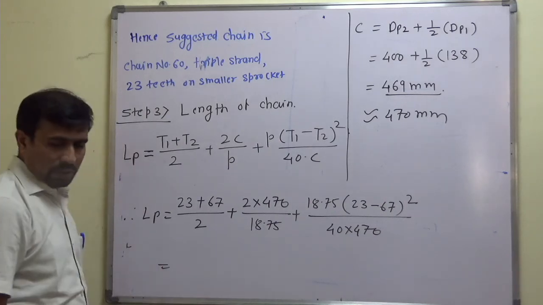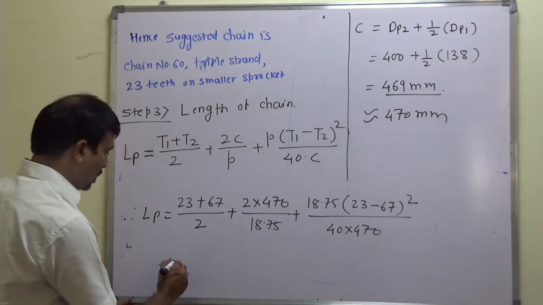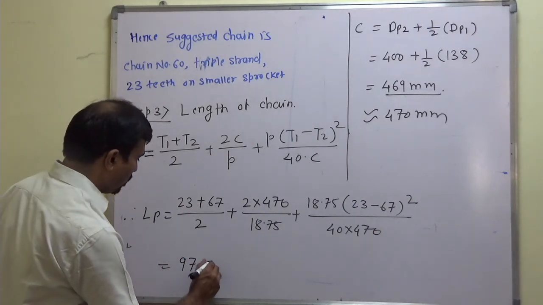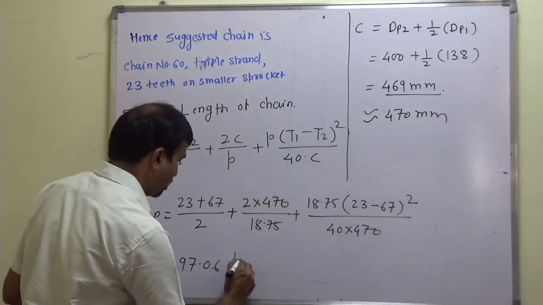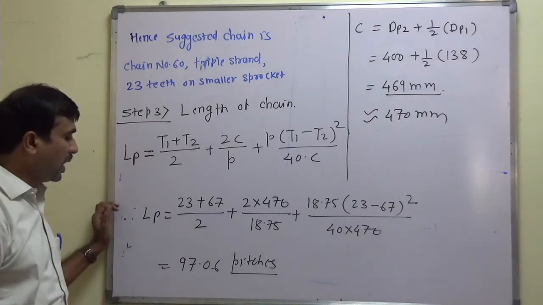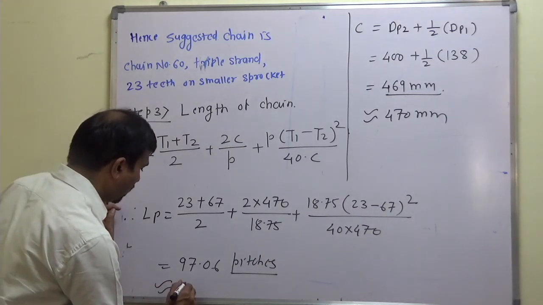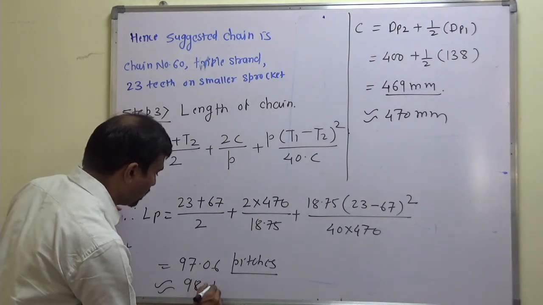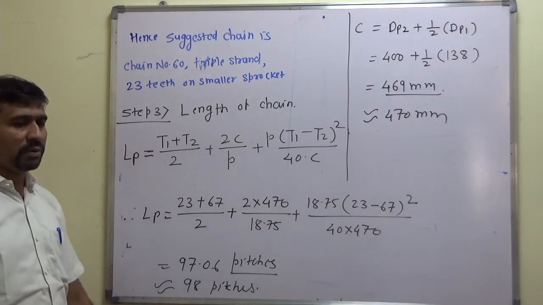So LP is coming out to be 97.06 pitches. You can round it up to the next even number, that is 98 pitches. So that is how we can calculate the length of the chain.